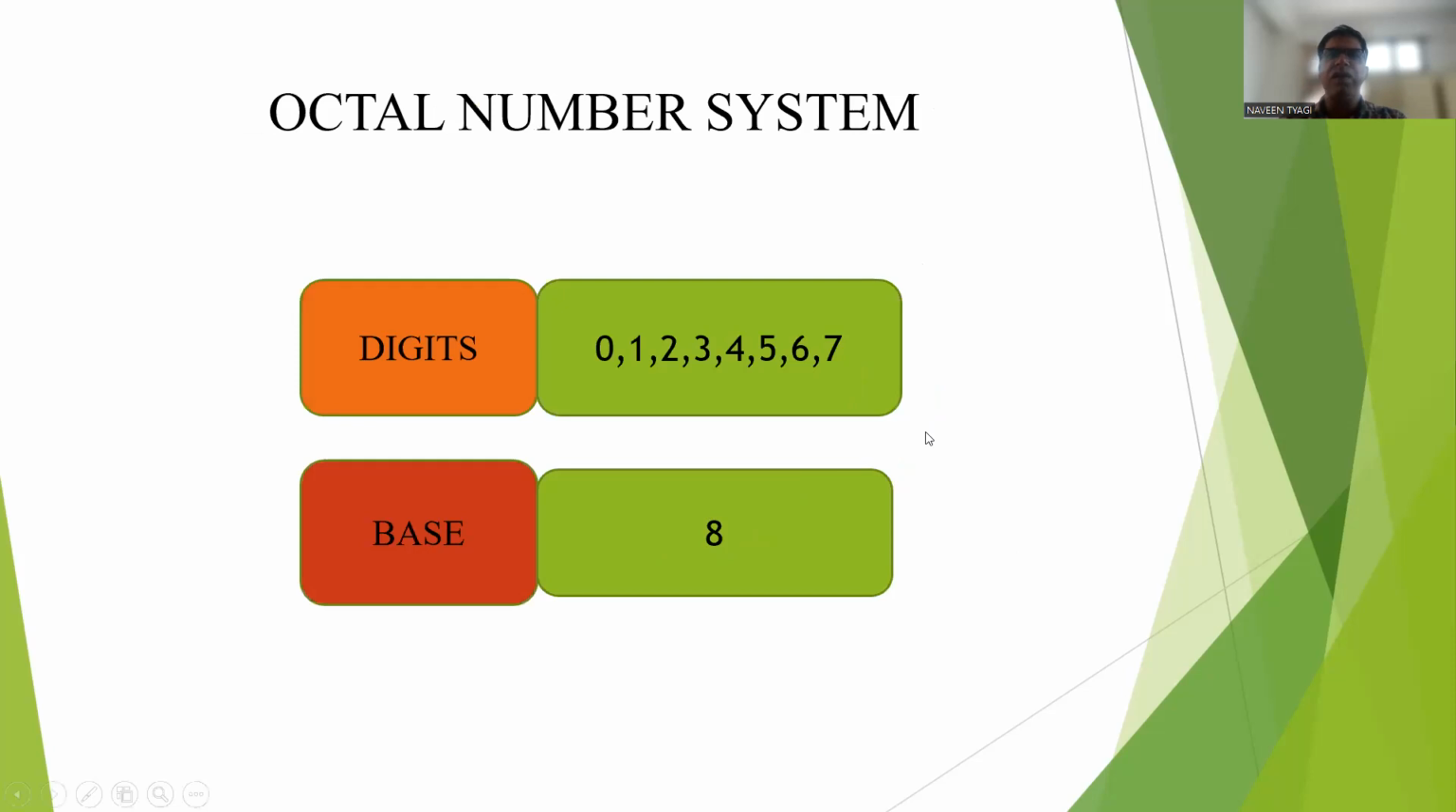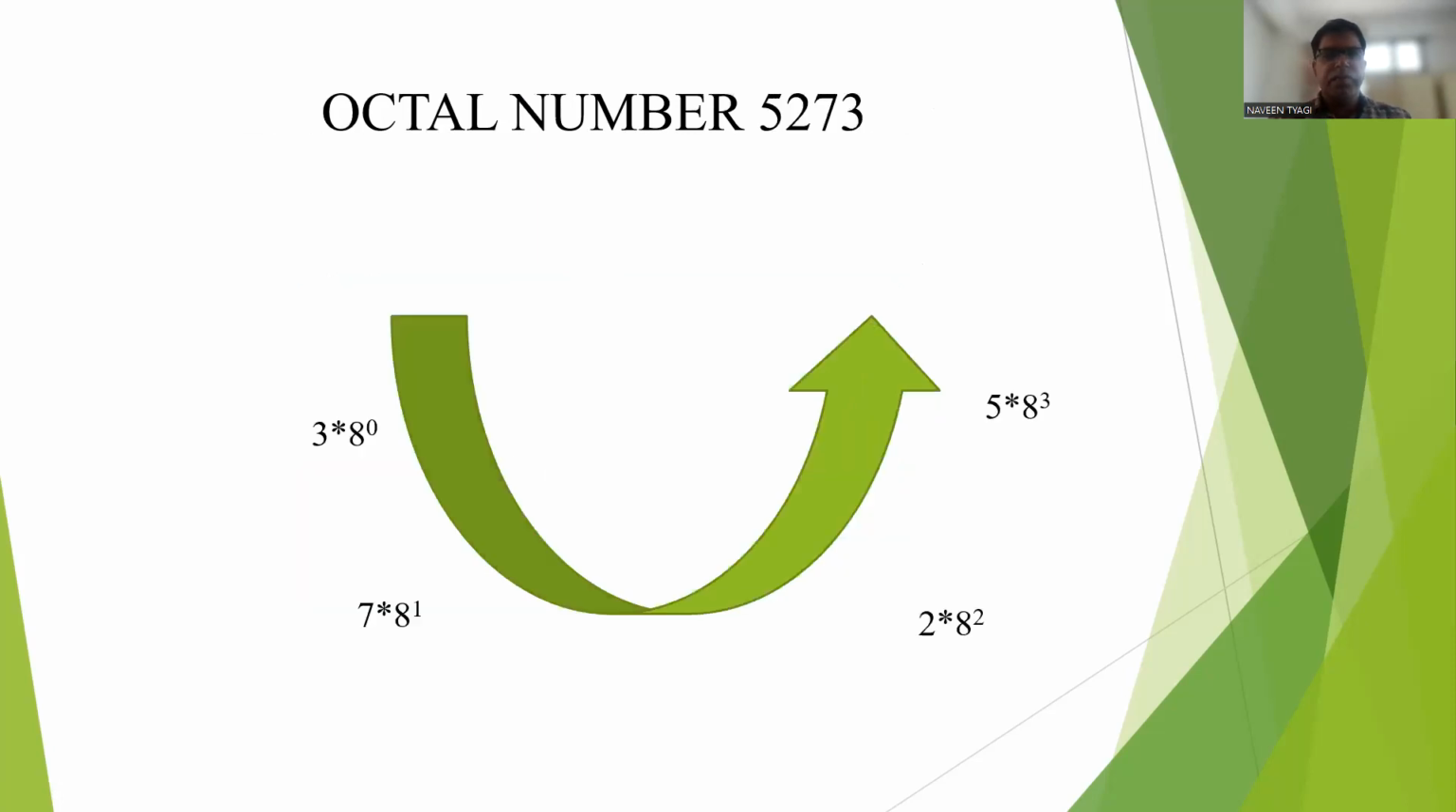Now next is the octal number system. The octal number system starts from 0 and ends with 7, and it has a base of 8. Similarly, 5273 is an octal number, and in this octal number, we start from the right side, where 3 is at position 0 and 5 is at position 3.